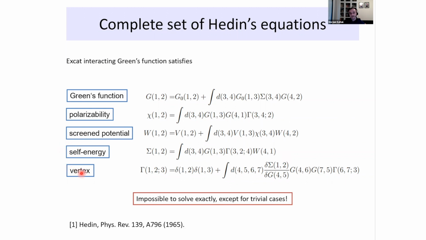So the idea is here, you start with a first guess for the Green's function, compute the first approximation to the polarizability, continue with the screened potential, self-energy, and then this vertex would introduce more and more diagrams after each cycle. However, as you can see, this looks really complicated. In fact, it's also impossible to solve exactly, except maybe for trivial cases.